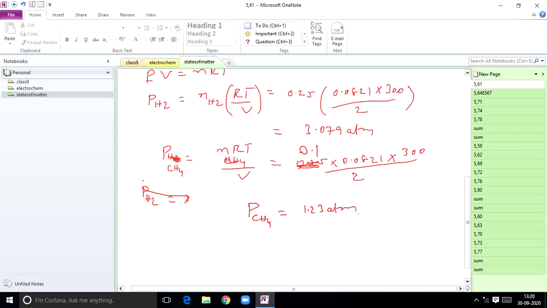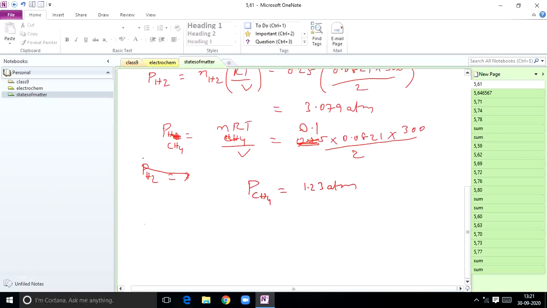So from that, what is asked? Total pressure. So total pressure, according to Dalton's law of partial pressures, is equal to partial pressure of methane plus partial pressure of hydrogen, and you add 1.23 plus 3.079, finally you will get 4.31 atmospheres. Like that you have to calculate, very easy sum.